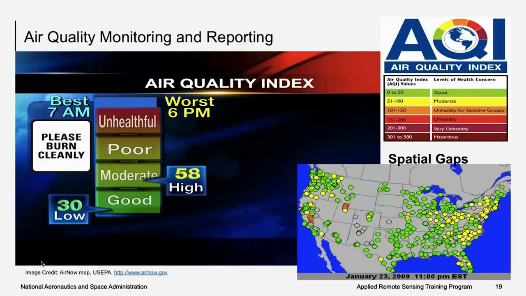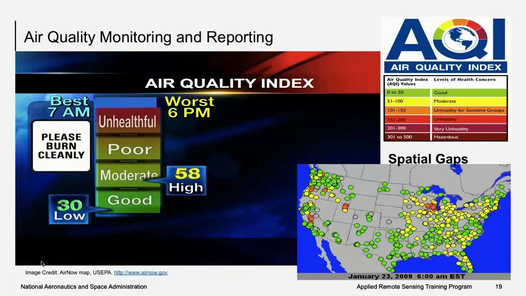In the US, you can see the density of ground monitors, with some spatial gaps, on the bottom right panel, where the different colors show the air quality index categories. Green means good, yellow means moderate, and as you move towards the orange and red colors, air quality becomes unhealthy for sensitive groups or for everyone else. So this is the basic information usually communicated to the public to make sure they are aware of air quality in their region.